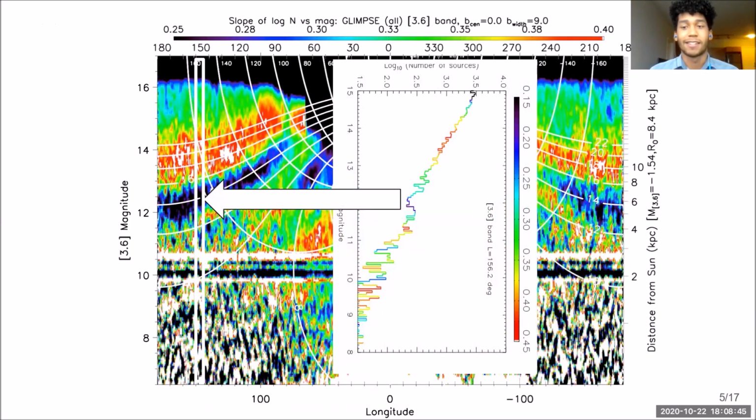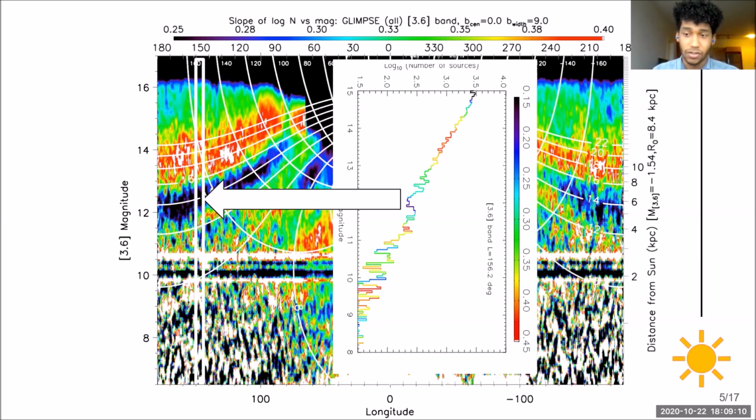You can see here that each slice corresponds to a histogram of the number of sources displayed on a logarithmic scale. The vertical axis, again, shows magnitude, and we see on the right-hand side that this translates to distance from the sun. You can see that in some spots on the histogram, they seem to have a steadily decreasing slope, and in other spots, the histogram looks a bit flatter. And this is where the color coding comes in.